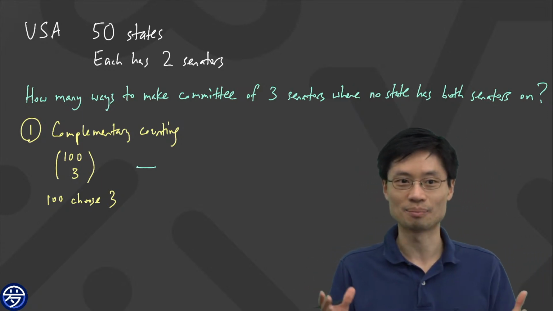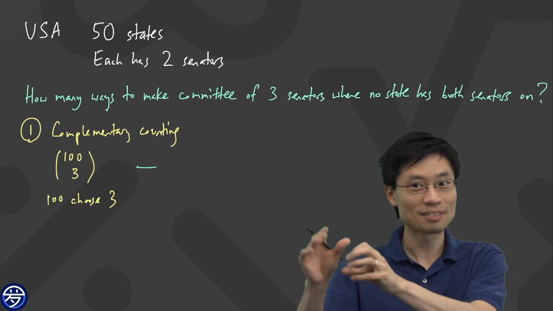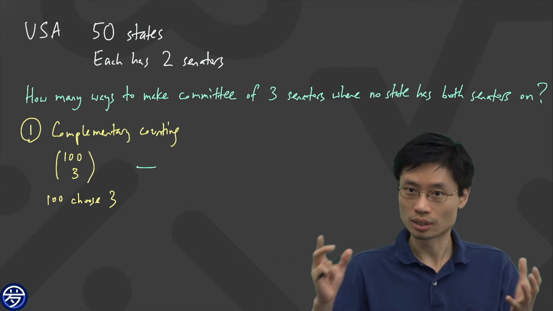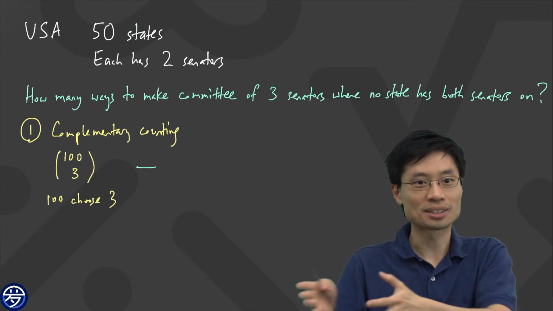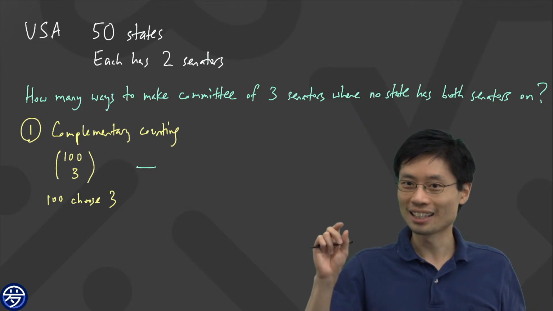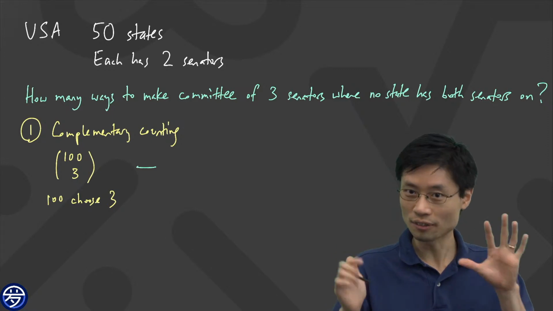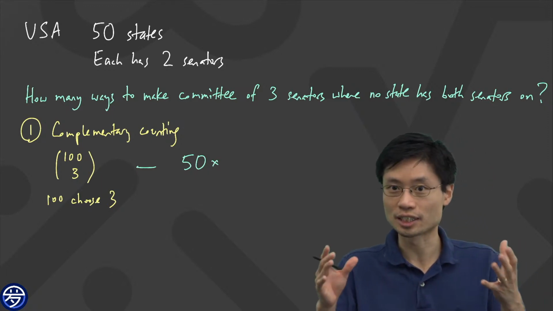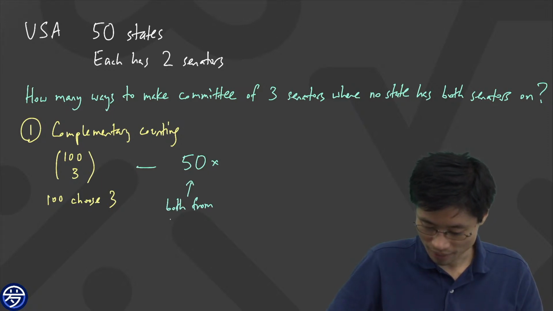How could you have a bad committee? A bad committee would be one where I got both people from Pennsylvania and someone else. Does that make sense? I think that's the only way you can have a bad committee. So there's 50 states, times this thing here, which is both senators from some state.